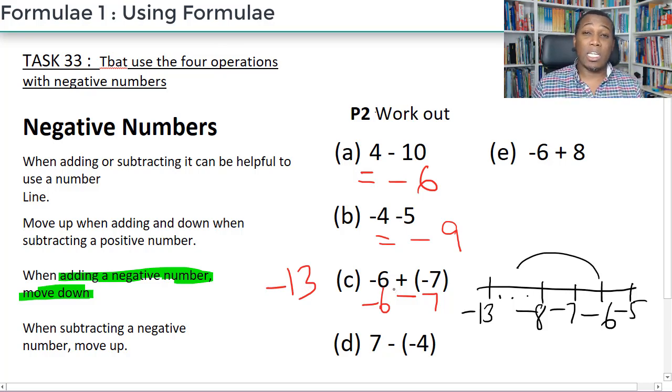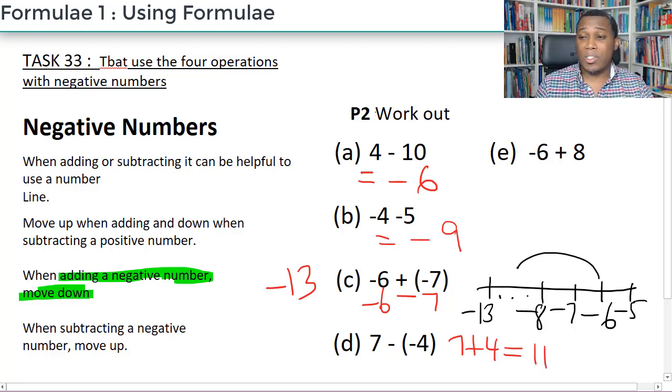When you're adding a negative number, it is going down. When I'm minusing a negative number, minus and a minus, it's going up. That's the indicator, it's going up. So for D, what we actually have is 7 plus 4, and 7 plus 4 is 11.